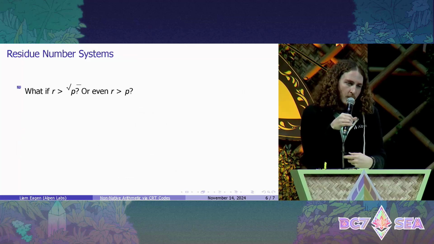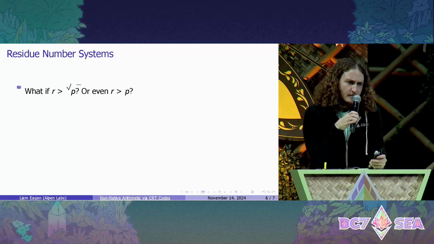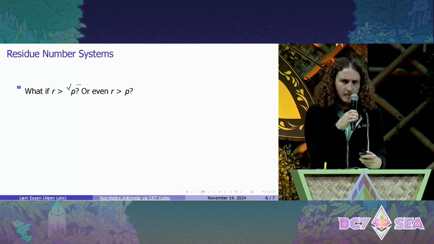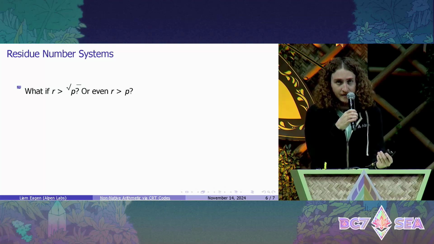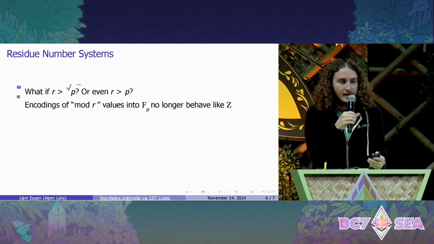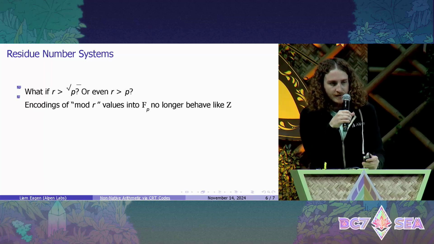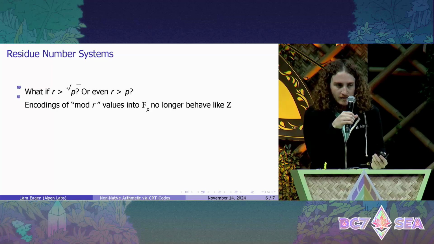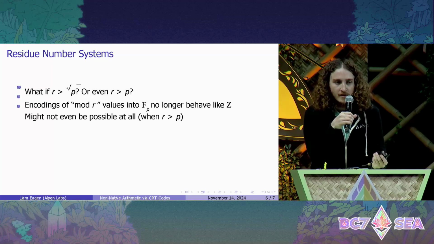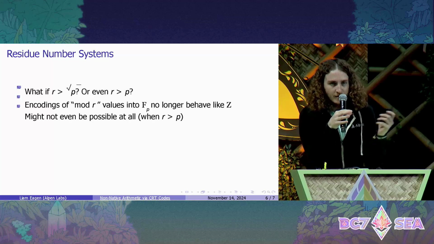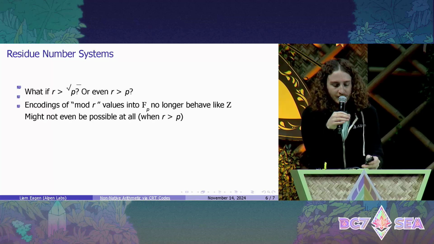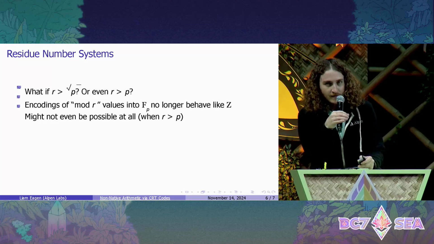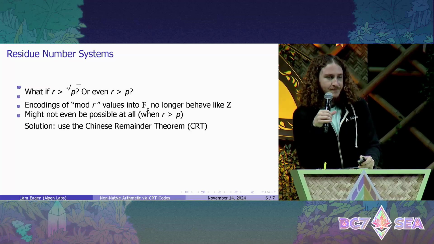But what if our field's not small, or our modulus is not small, right? Maybe it's even bigger than the prime that we're working over. Then you can't expect your encodings of the small values in the larger fields to behave well. And in fact, it might not be possible at all. If your elements are larger than the field that you're encoding your relation into, you can't even commit to a big value in a single field element.